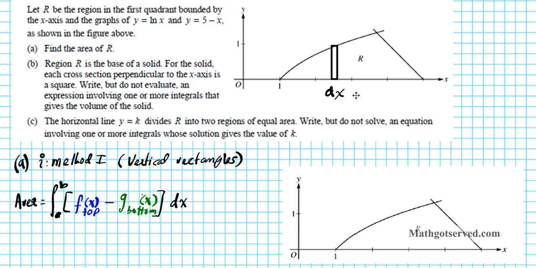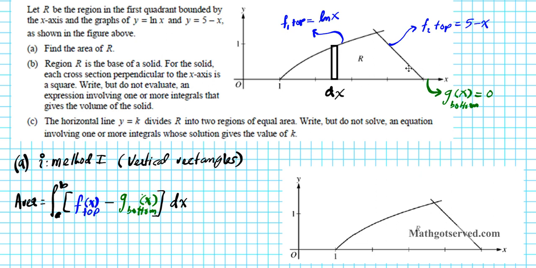Now, if you take a look at this situation we have here, we have two functions on top and one function on the bottom. Let's deal with the bottom function first. In this region, we have only one bottom function, g of x, which is equal to 0. Now we have two functions for our top function. Let's call this f1 top, the logarithmic function ln of x. And then we have another top function right here, f2 top, which is the linear function 5 minus x.